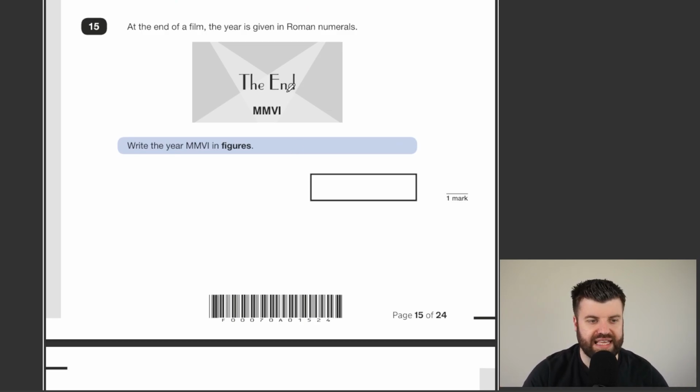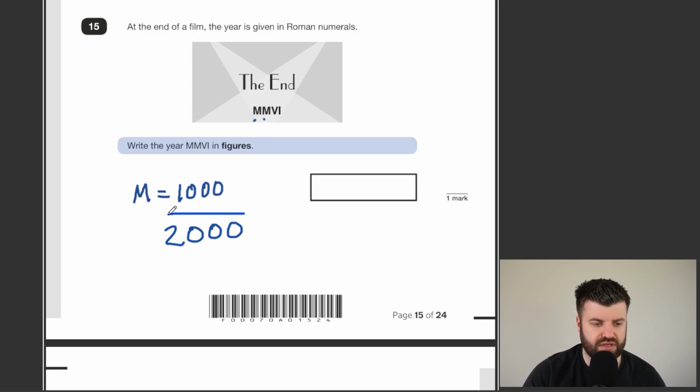Roman numerals. At the end of a film, the year is given in Roman numerals. MMVI. What is that in figures? Well, again, much like before with the conversion facts, we need to know some facts before we can even solve it. M in Roman numerals is 1,000. So MM, that's going to give us 2,000 to start with. Then VI, well, V is 5 and I is 1. And because the I comes after the V, we just add them together, which gives us a 6.